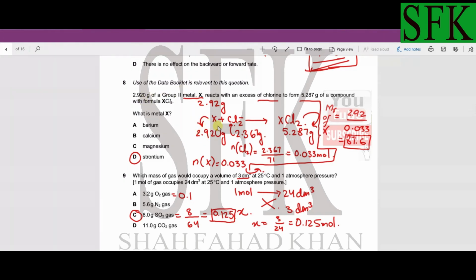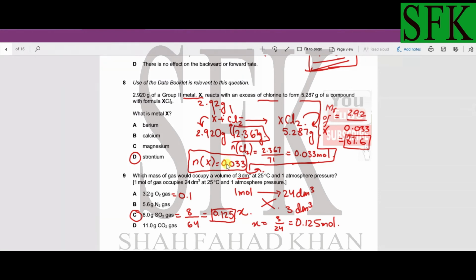All right, now since we know from the law of conservation of mass that the total mass of reactants and the total mass of products is going to be the same, so using that law we calculated the mass of chlorine by subtracting the mass of the initial metal from the mass of the compound which has been formed. So we get 2.367 grams. Now using this mass value we can calculate the moles of chlorine, which turns out to be 0.033 moles. Now since we know from this stoichiometric equation that the mole ratio is 1:1, we can calculate the moles of X as well. The moles of X and the moles of chlorine gas are going to be the same.